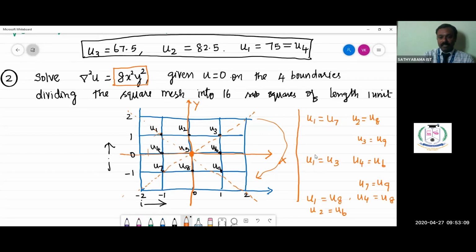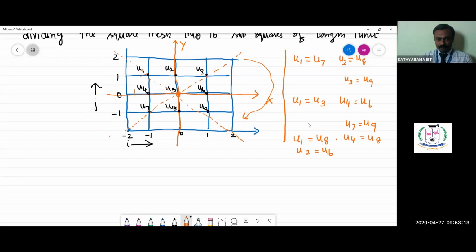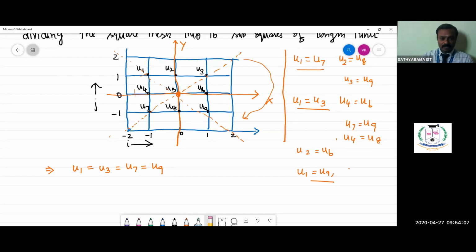And if you fold along the line y equal to -x, we get u1 is equal to u9, u2 is equal to u6 and u4 equal to u8, which we have already taken. So consolidating all these results, we get u1 is equal to u3 is equal to u7 is equal to u9, because u1 equal to u7, u3, u9. The earlier statement was by mistake. It is not the case. It is u4 equal to u8 and u2 is equal to u6. It's again u1 equal to u9.